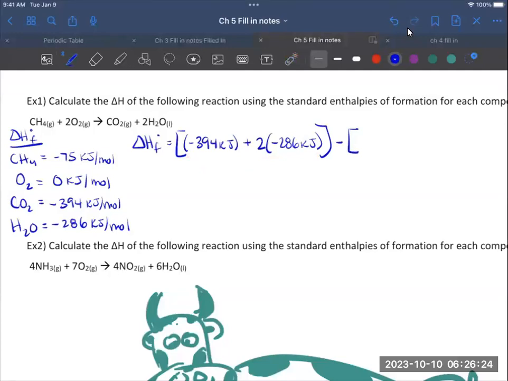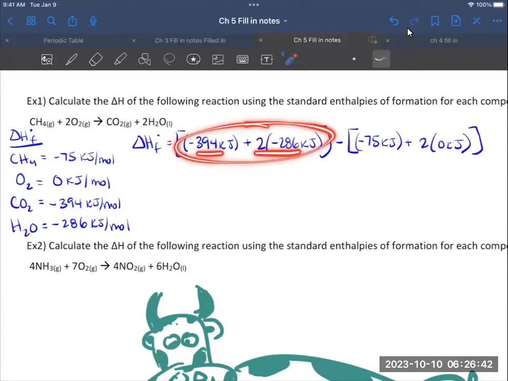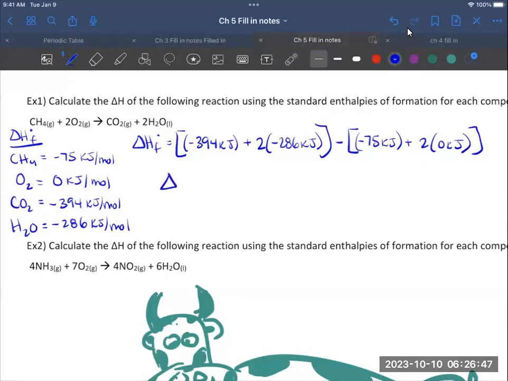On the reactant side, we had 1 CH4. And then we had 2 O2s, which is 2 times 0, technically. Okay, so there you go. So in your calculator, you're going to crunch out what this number is. Okay, so this number plus 2 of those, and it's going to subtract whatever this number is. Okay, so the delta H of formation is negative 891 kilojoules per mole reaction. All right, there we have it.